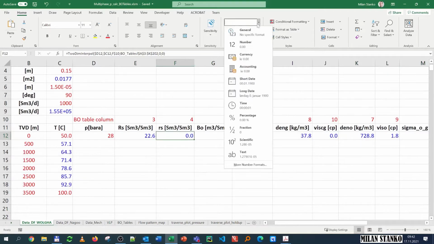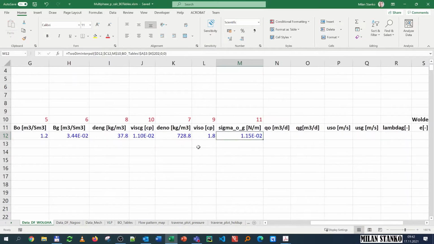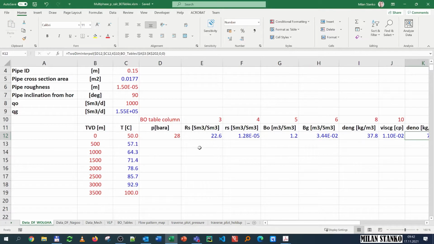So let's change a bit here. We're going to make this scientific, and scientific I want also to make the BG, the viscosity and the interfacial tension, and then viscosity of oil. All of these I think can remain the way they are, such that they are easy to read.